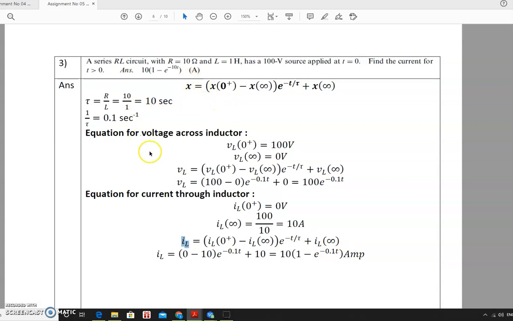So this is the value of the current when a series RL circuit is connected across the DC supply.